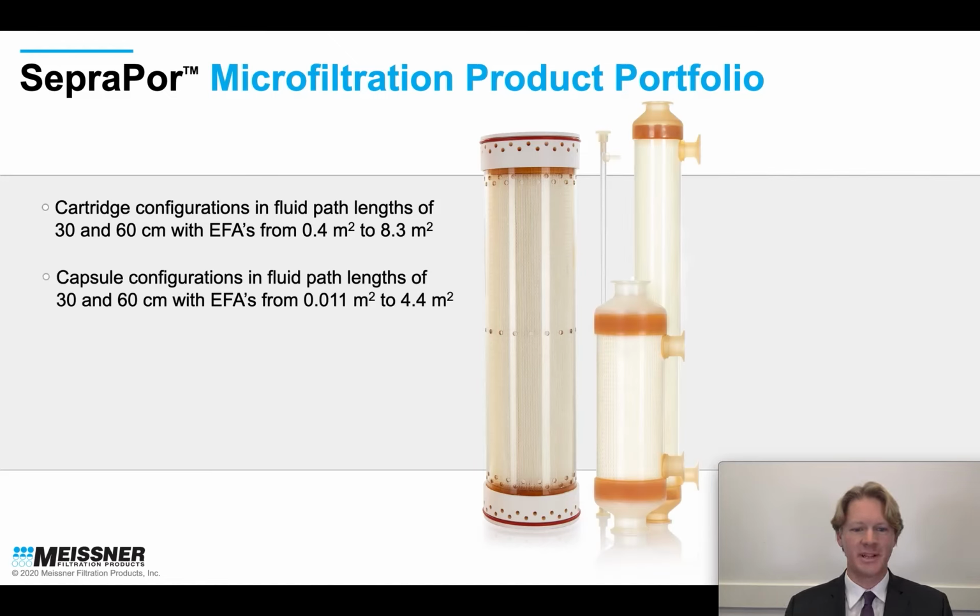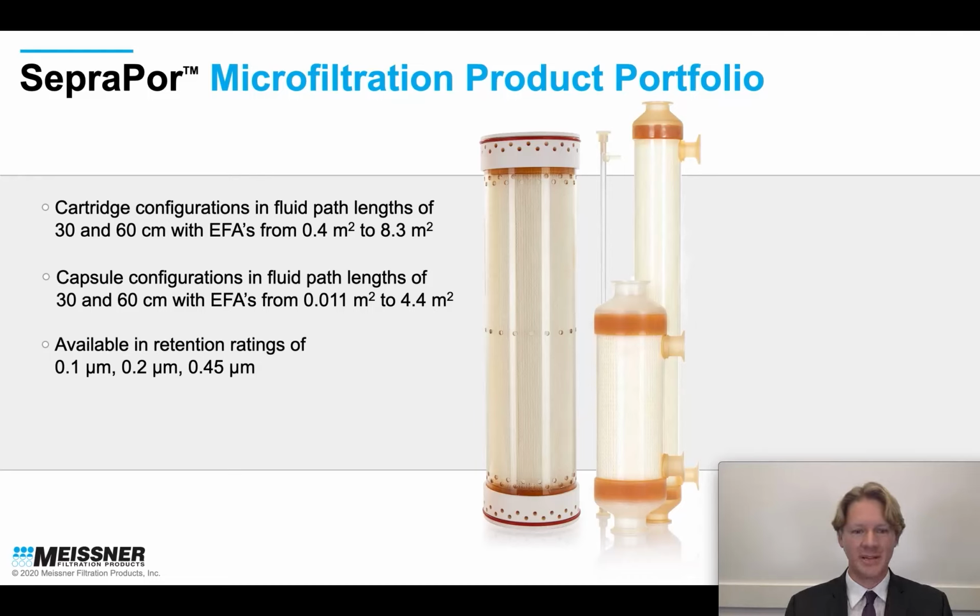Capsules are also available with fluid path lengths of 30 and 60 centimeters, with a broader range of filtration areas from 0.011 meters squared to 4.4 meters squared. This broad range of filtration areas with many intermediate sizes is essential for predictable scale-up.